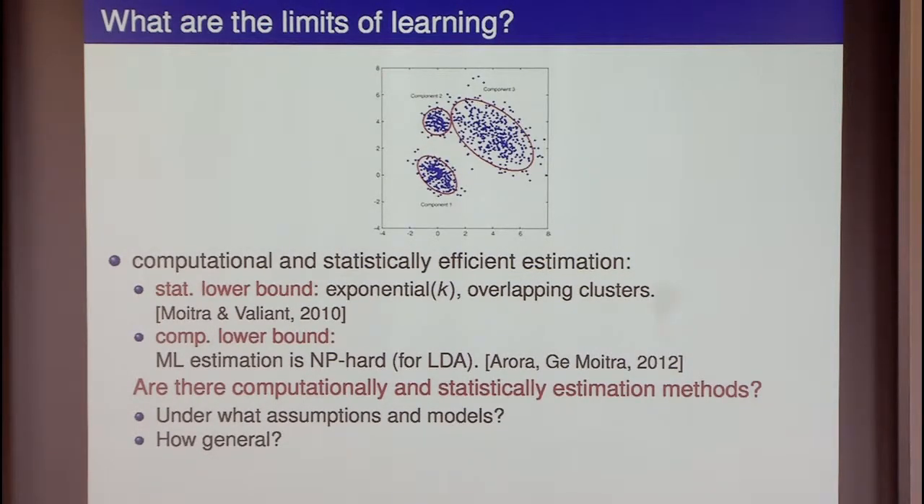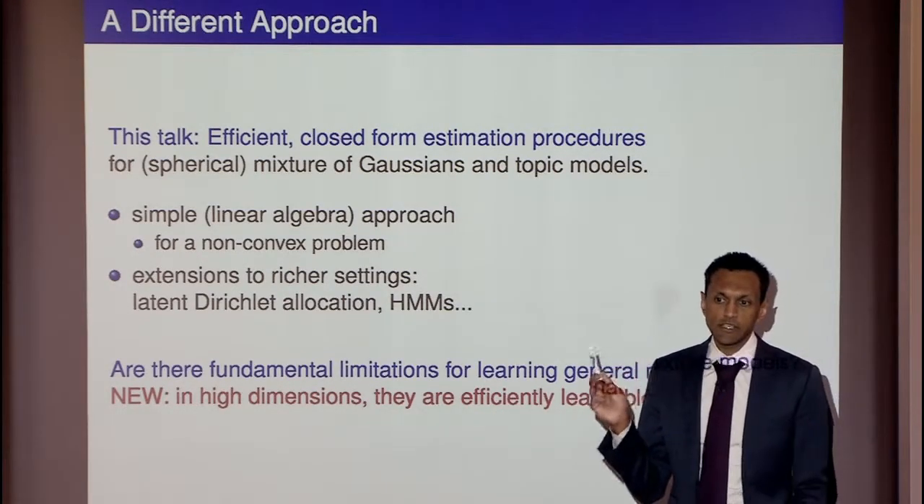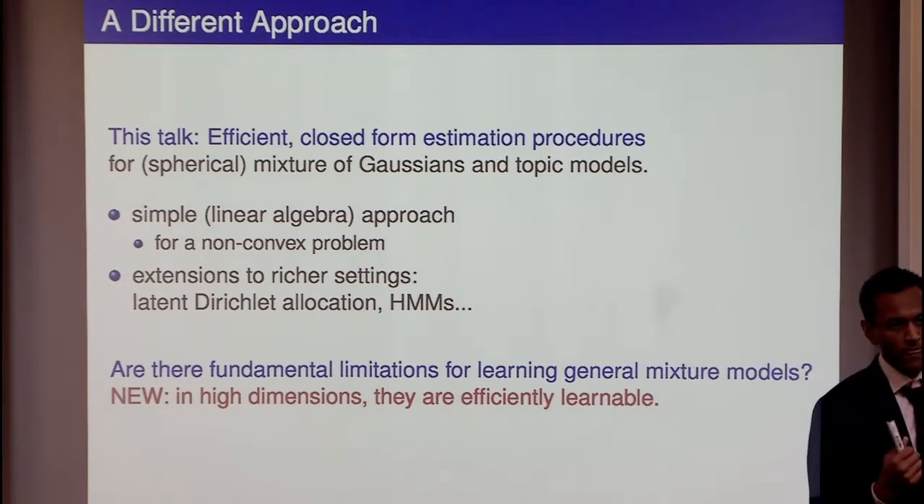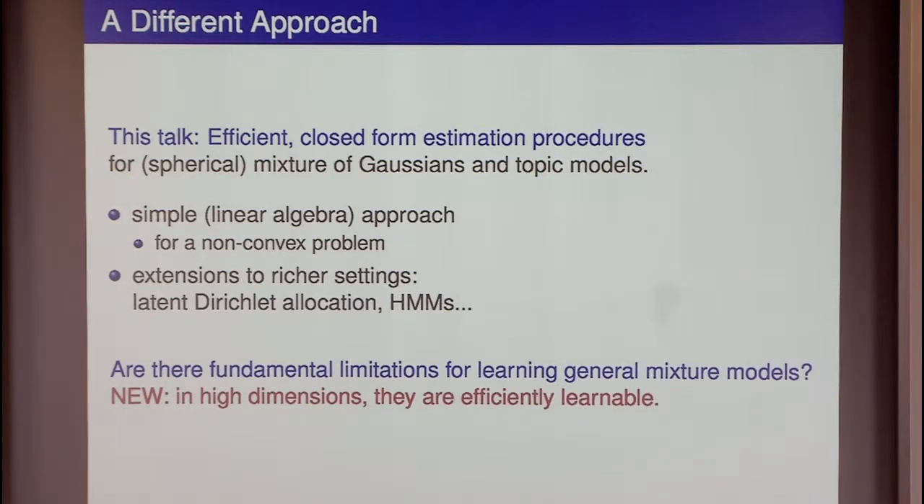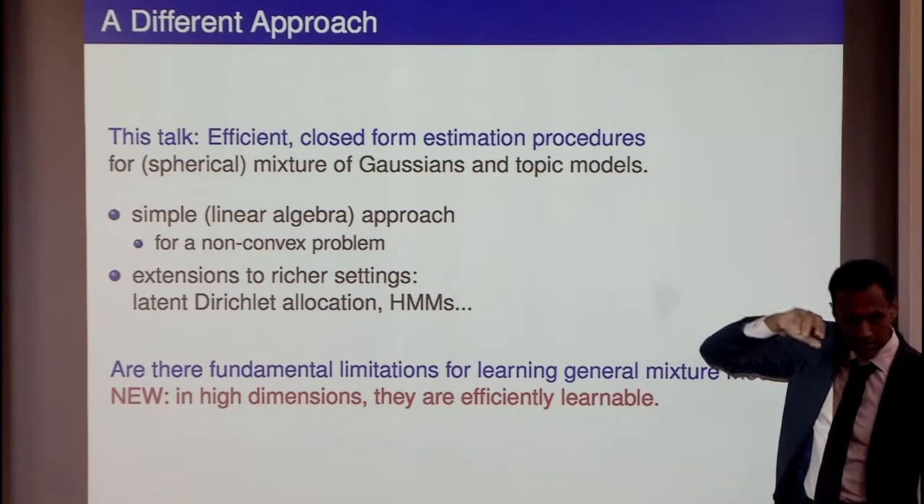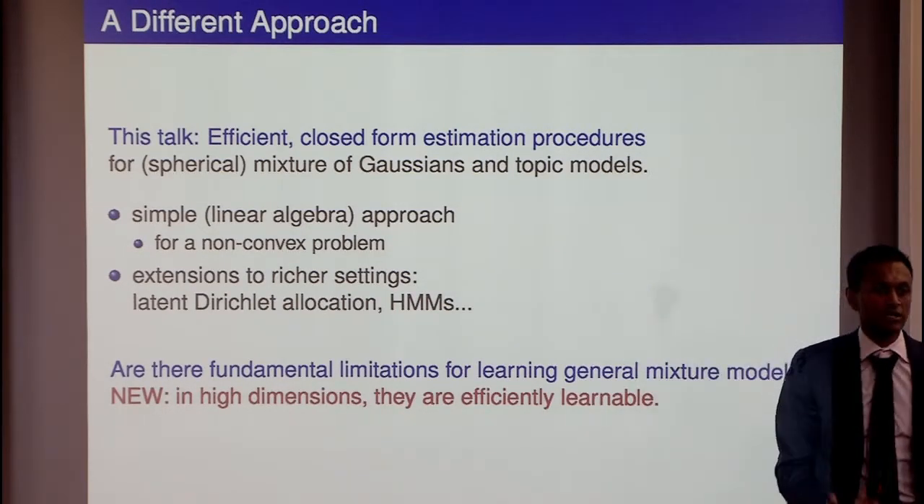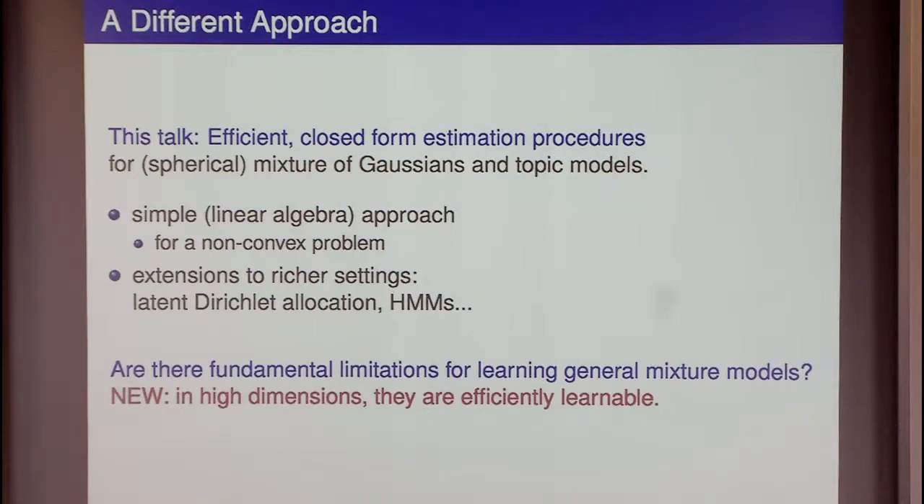So this work is going to review a line of work that we've been involved in, which basically is arguing that under many natural settings, some of these hardness results don't apply, and we actually learn these models, like the spherical mixture of Gaussians case and subtopic modeling cases. We basically do this with simple linear algebra approaches, basically generalizations of SVD. And these aren't convex optimization problems, yet we can still do them.